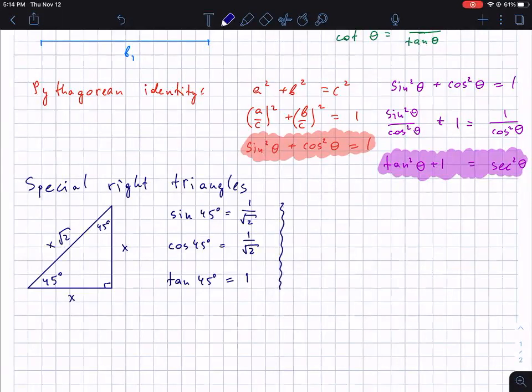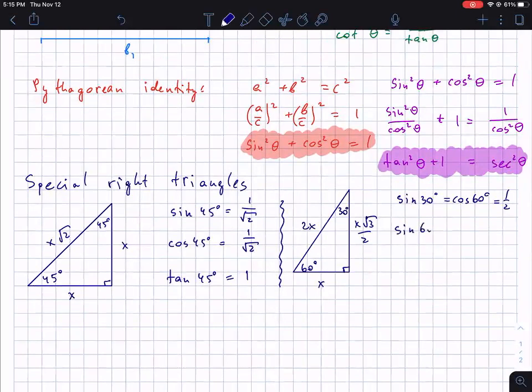Another special right triangle is a 30, 60, 90 right triangle. So this is x, and this is 2x, and this is x root 3. And here we have sine of 30 degrees, which is going to be opposite over hypotenuse. It's going to be the same as cosine of 60 degrees, because for 60 degrees it's adjacent over hypotenuse, which is going to be 1/2.